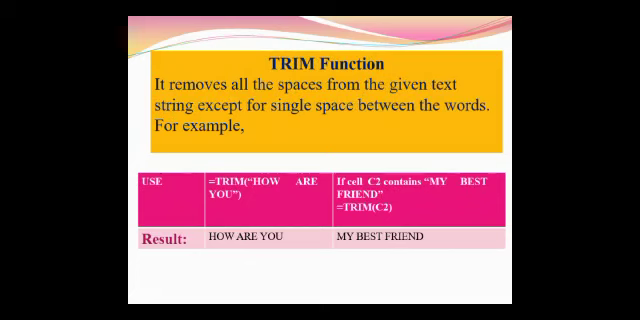Now if cell C2 contains my best friend, this text is written in cell C2 and you use this formula in any other cell, equal to trim in bracket C2. So the extra spaces in between these words will be removed, will be trimmed off, and only one space you will see in the result in all these three words.